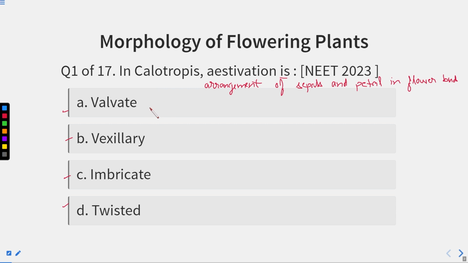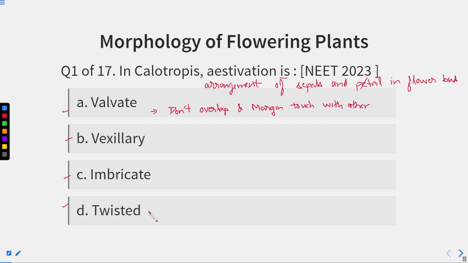So let's talk about valvate estivation. In valvate estivation, what happens? The sepals or the petals, they do not overlap. Okay, they don't overlap. Okay, and what happens? Only the margins touch with each other.